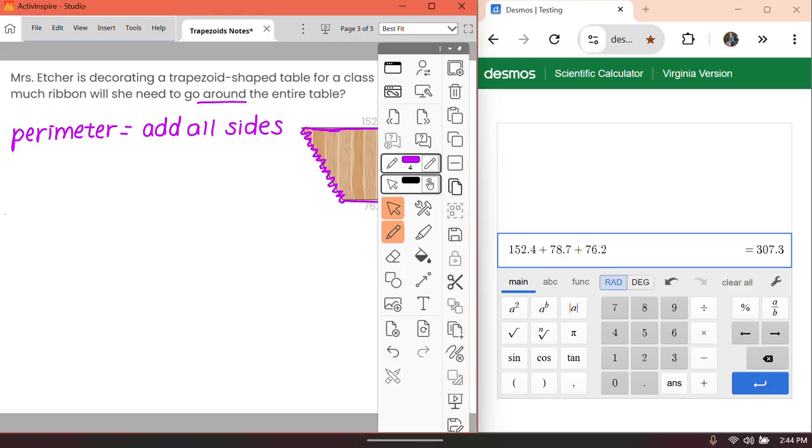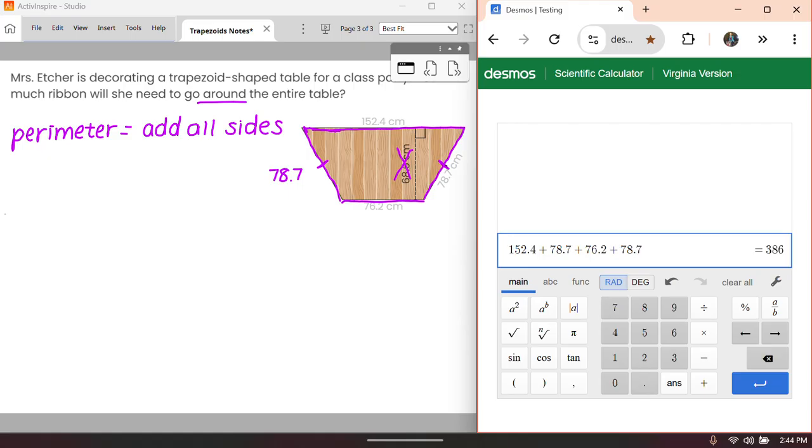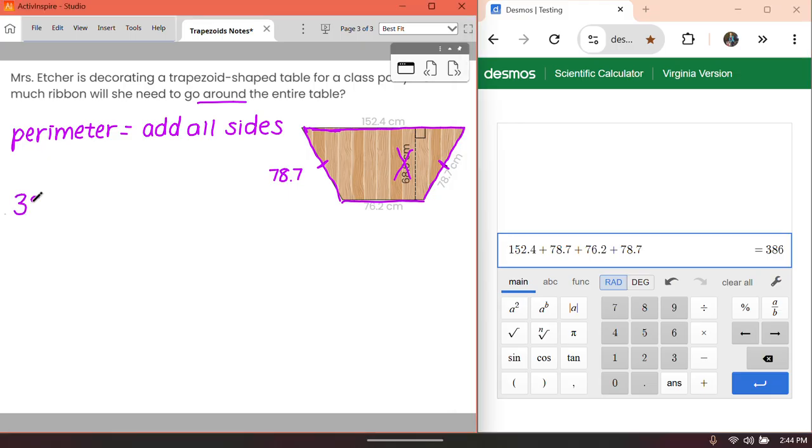Okay? And there was a mark there before I covered it with my squiggles. See this little line here? That's called a congruency mark. And that tells me it's equal to this side over here that also has a congruency mark. So I'm going to add up another 78.7. And that gives me my final answer, 386 centimeters of ribbon.